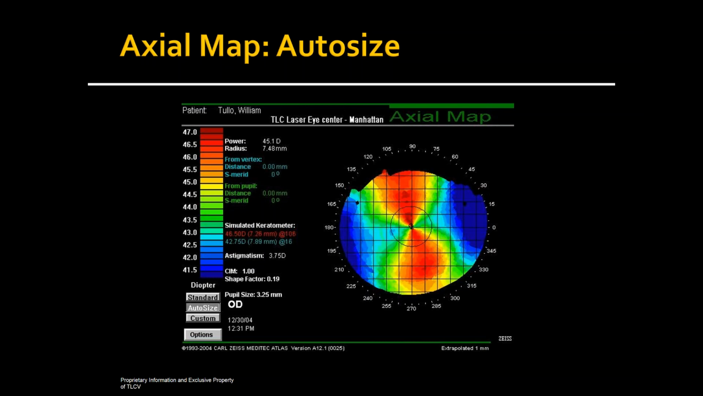Now, this can get confusing because every eye represents a different power and a different color scheme. So dark red may be 47 in one eye and it could be 52 in another eye. So the color does not take upon an absolute value figure. So you have to pay attention to details when you use Autosize maps.